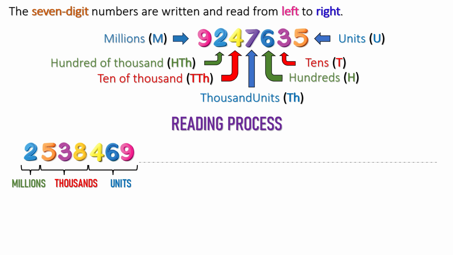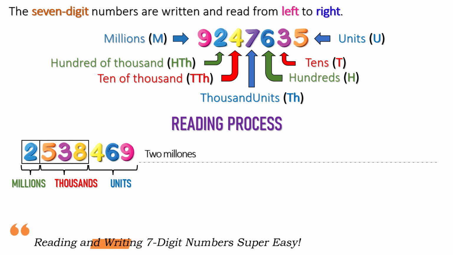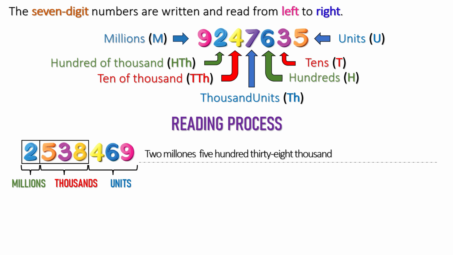Once this step is complete, we proceed to read the number, remembering that this is done from left to right. Then, the first group is read as 2, and we add the word millions. The next 3 numbers are read as 538, and we add the word thousand. Finally, the next 3 numbers are read as 469. Then, the complete reading would be 2,538,469. And in this way, the reading process is complete.